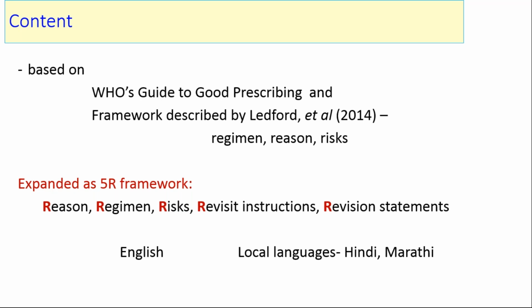So we were searching for lots of literature regarding this, and we found a framework which was described by Leopold et al. in 2014, and they called it a 3R structure, which is focusing on the regimen, reason, and risk. And we added 2 more R's and just expanded it, so it was reason, regimen, risk, revisit instruction, and revision statement. And we developed it in English, and then we got it translated into 2 languages, one Marathi, that is our state language, and one Hindi, that is the national language.